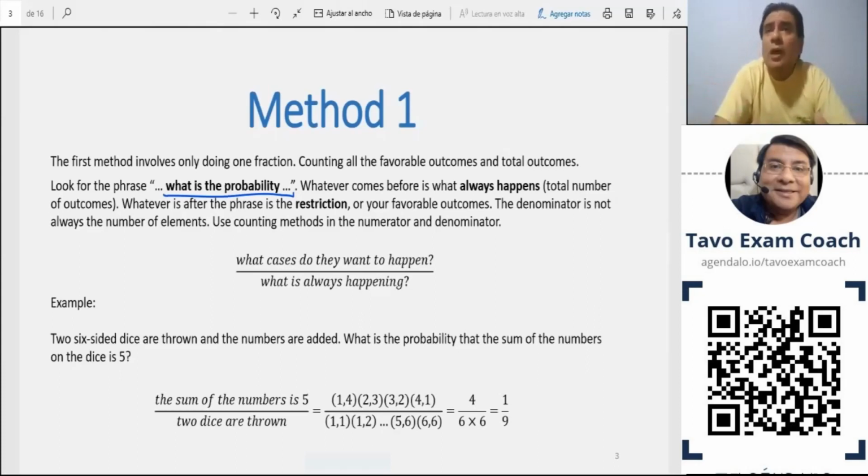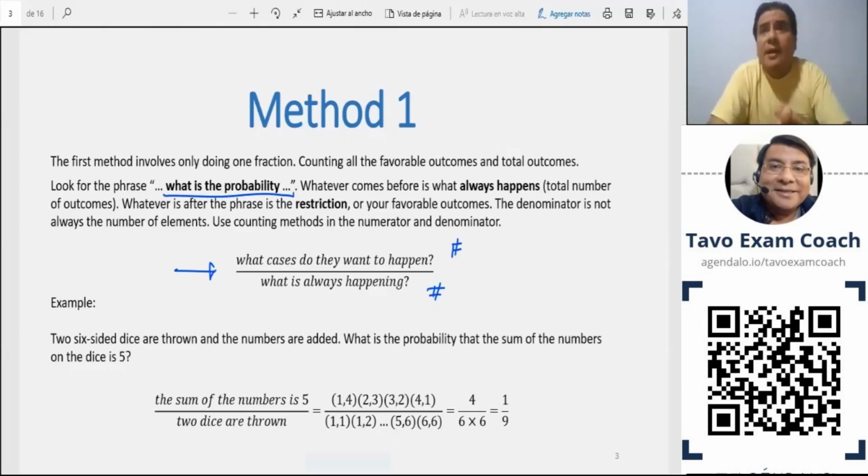Sometimes you need to use counting methods in both numerator and denominator, especially when the event we are talking about is a compound event. So basically the method 1 means calculating this fraction. What cases do they want to happen? You count this number and then divide by the number of cases that always happen when the event occurs, in a more general way. Let's see this with an example.